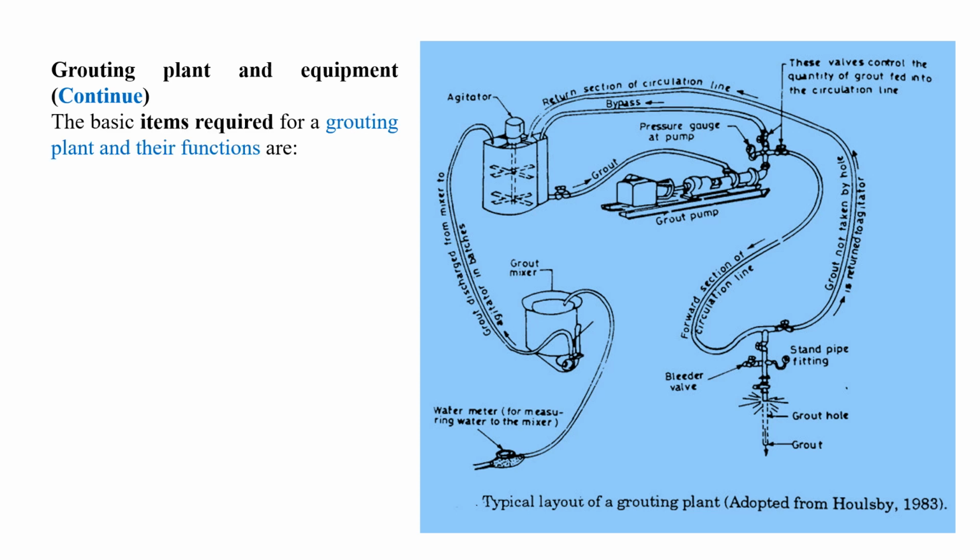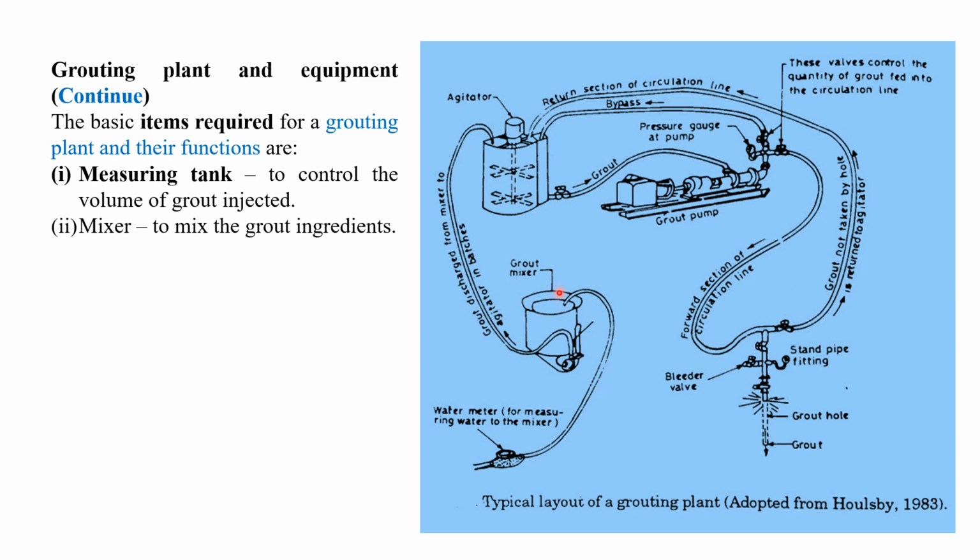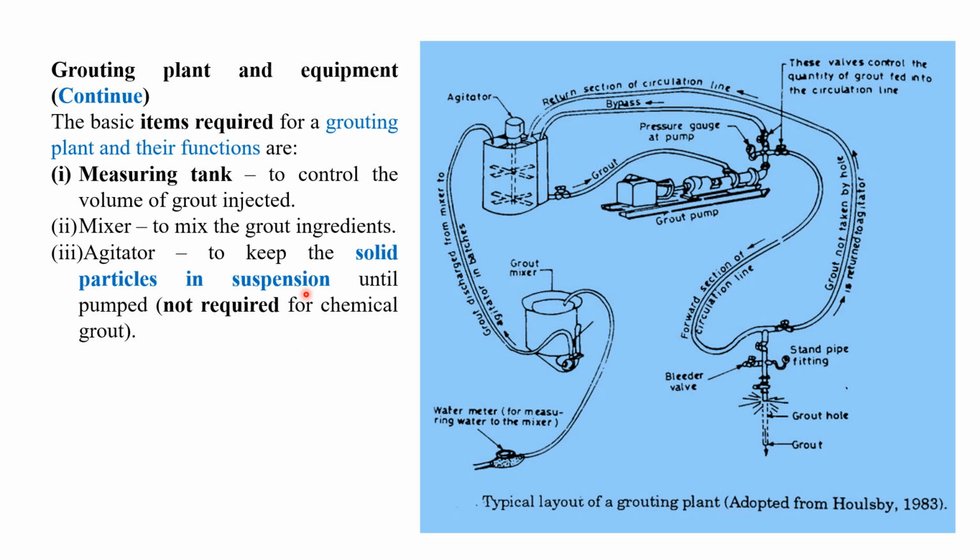You can see the basic items required for a grouting plant. This is the grouting plant. Okay, this is the layout of the grouting plant. Also, we can say measuring tank to control the volume of grout injected, mixer to mix the grout ingredients, agitator to keep the solid particles in suspension until pumped, not required for chemical solution grouts. For chemical grouting or solution grout, it is not required. Agitator is not required because it is already in the solution form.